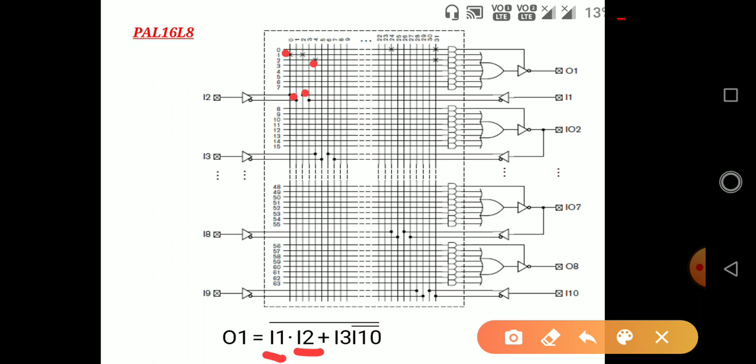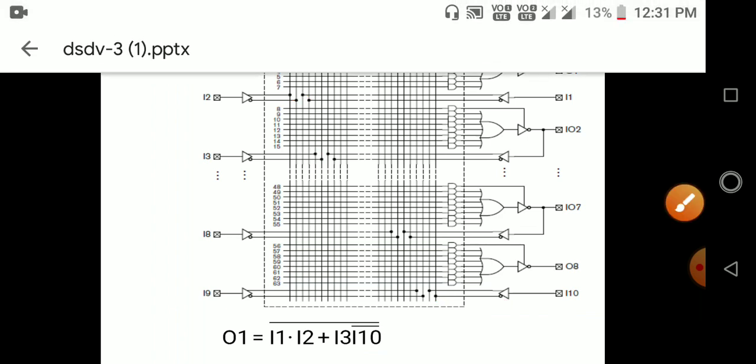So this is the point and this is the point. You can see this point is connected to I3, and this is connected to I10. That is the inverting point of I10. So I have taken it as I10 inverting point, and the whole inverter, because finally the output is inverted by using this point. So this is how you can write the equation for the output pins in this PAL 16L8.